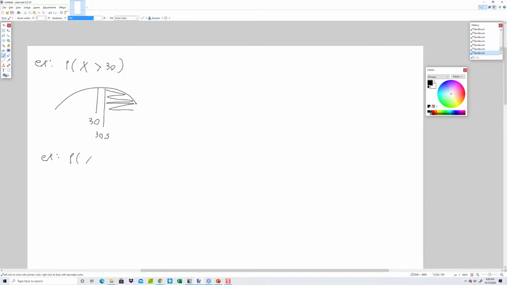Let's look at probability x is greater than or equal to 30. Now, greater than means I shade to the right. The question is, do I add or subtract 0.5? My wording, x is greater than or equal to 30, includes 30, which means my shading has to include 30. So I'm going to subtract 0.5. Again, very simple principle. If your wording includes the number, your shading has to include the number.